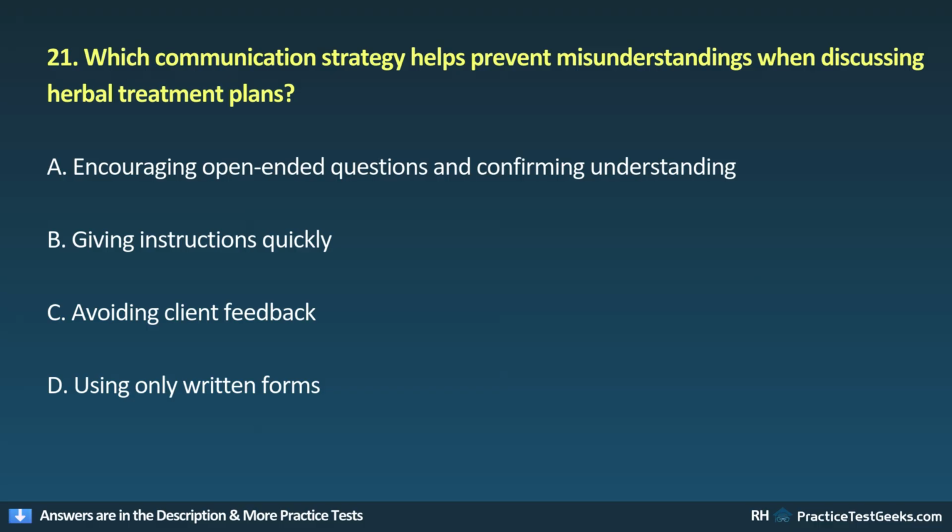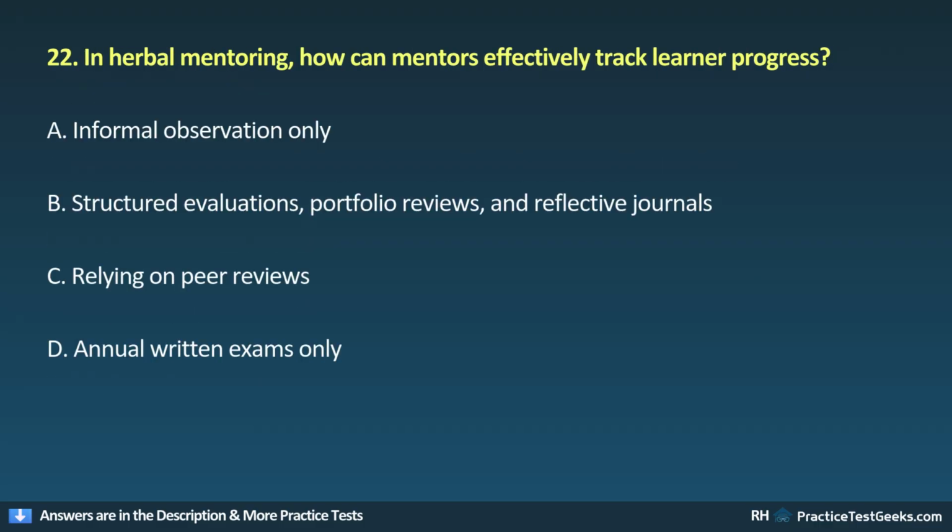A. Encouraging open-ended questions and confirming understanding. B. Giving instructions quickly. C. Avoiding client feedback. D. Using only written forms. 22. In herbal mentoring, how can mentors effectively track learner progress?